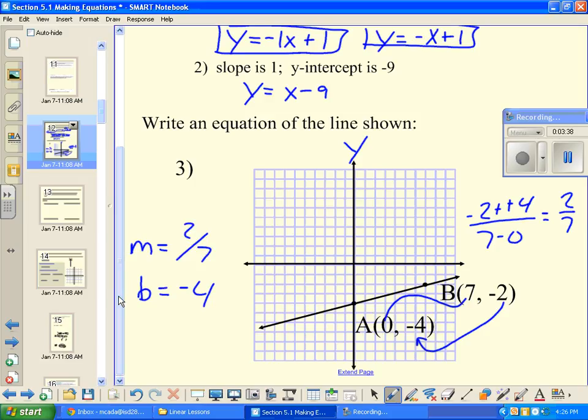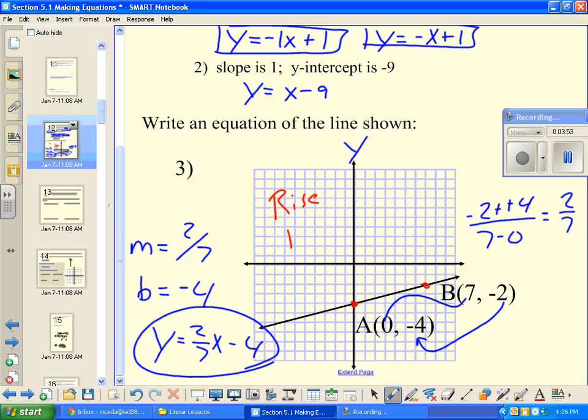To make the equation, I have m and I have b now, so I can just say y equals 2/7 x minus 4. If we have the graph, remember we know these two points on the graph, so I can also just figure out the rise over the run of this line between two points.